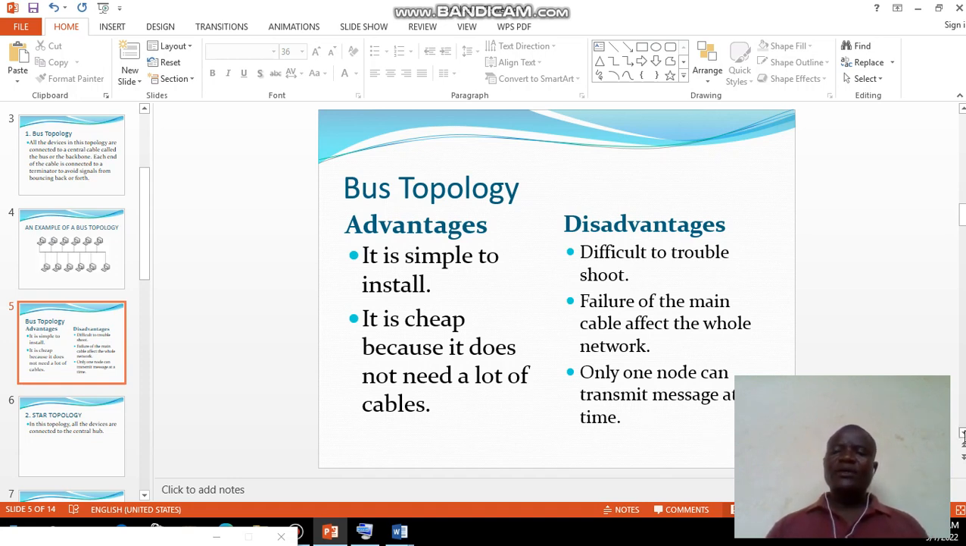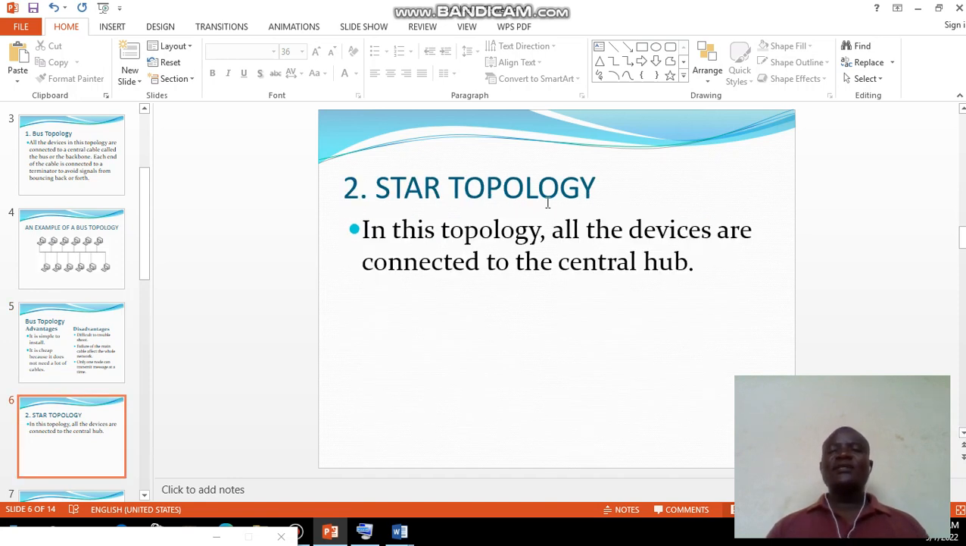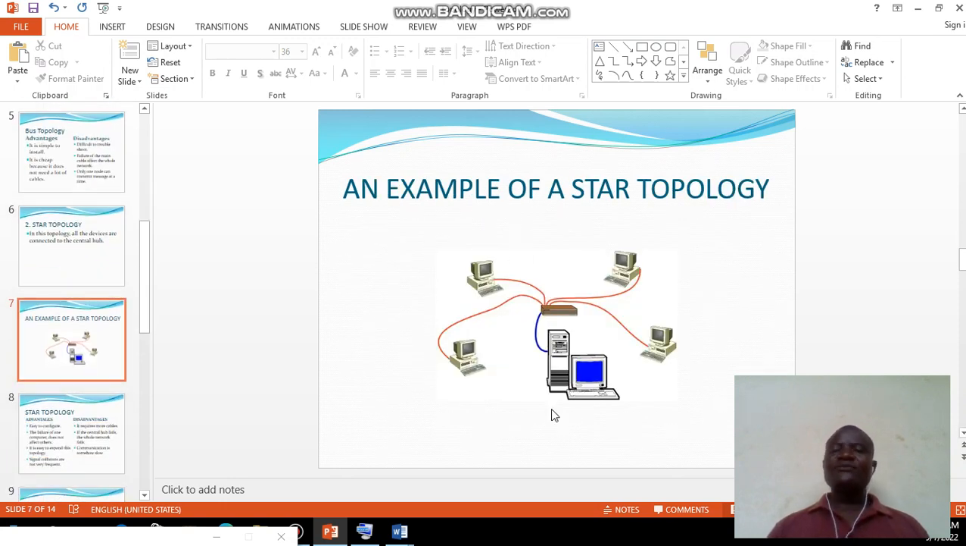We move on to another topology. We have a star topology. In this topology, all the devices are connected to the central hub. Here we have an example of the star topology. So there are computers around the hub. This is a computer. We have a computer there, a computer there, a computer there, and finally a computer somewhere here. At the center here we have a hub. So all these computers around this hub are connected to the same hub.